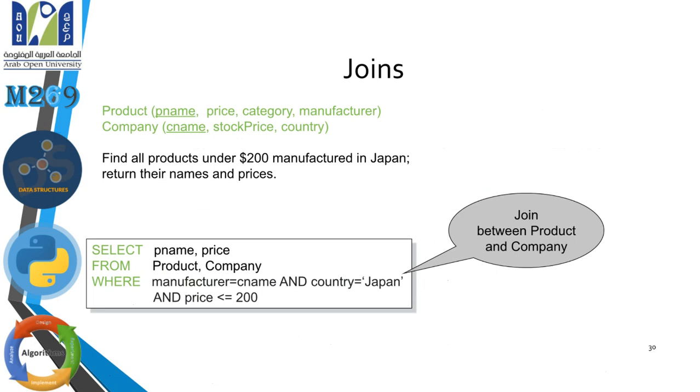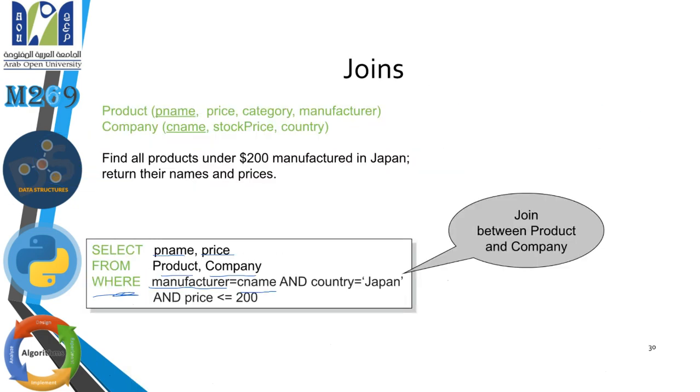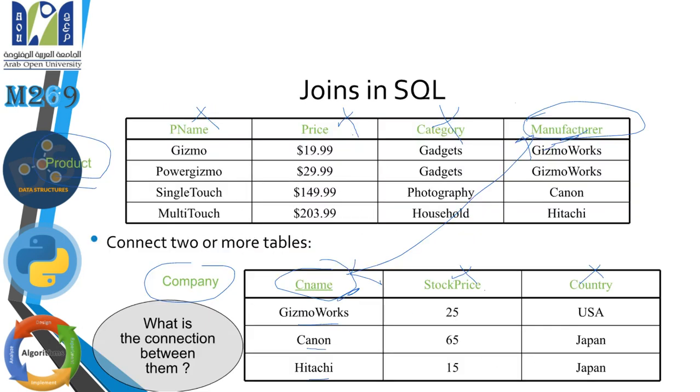To join the two tables, you can write the following statement. Select pname, price from product, company where, that is the joining now, manufacturer equals cname. See, this is what we did. Manufacturer equals cname. This is the connection. And the country Japan, and the price is less than 200. See, we have multiple conditions. So now we did the connection.